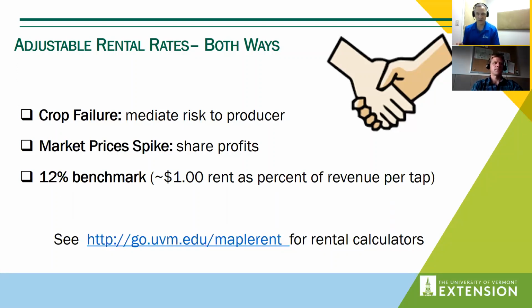If you're looking at 10, 15, or even a 20-year lease, I think it's fair for both the producer and the landowner to consider how the market and the technology for sap collection may change over the 20-year trajectory, and you may want to build in some flex into your relationship.